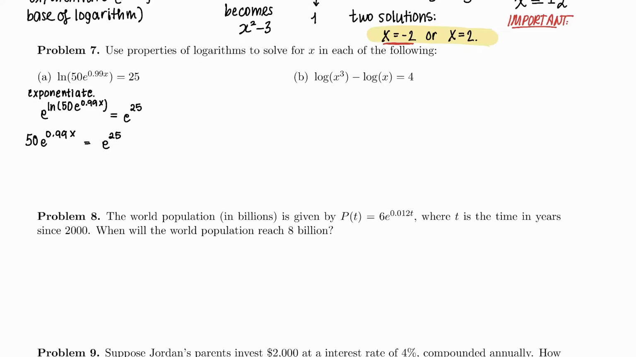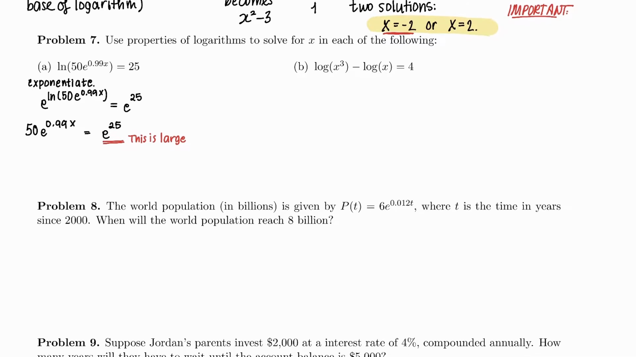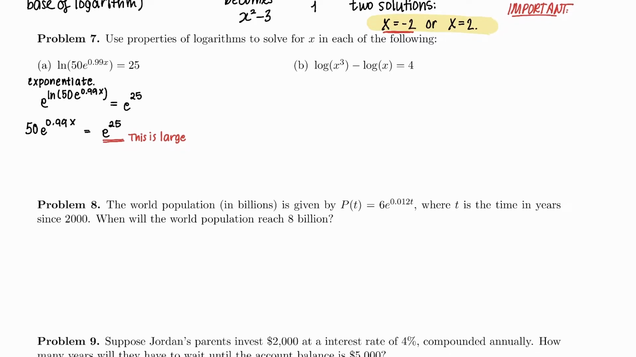Also, before you put any of this in your calculator, please note that this is a huge number. Depending on the calculator that you're using, it might not like this number, so don't put anything into your calculator yet. Trust me, this will save us from some headache, I think. But to solve for x, I'm going to divide both sides by 50. So we get e to the 25th over 50.